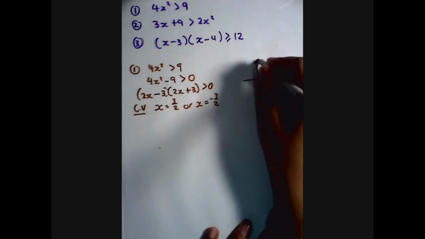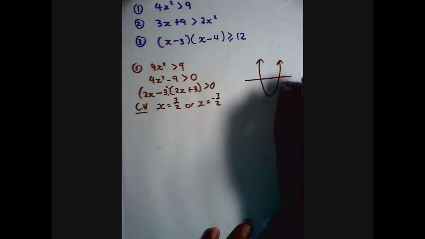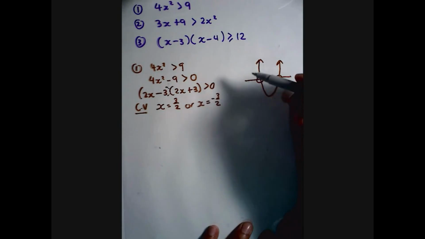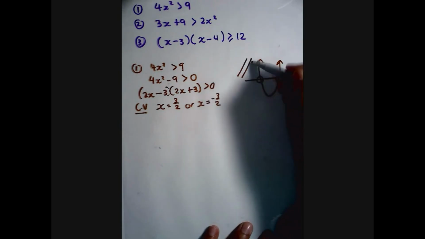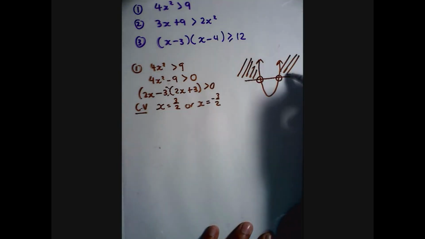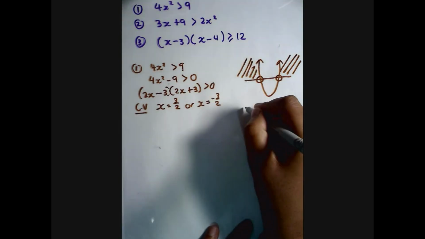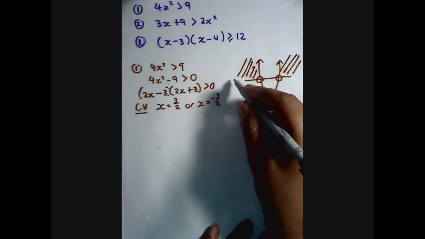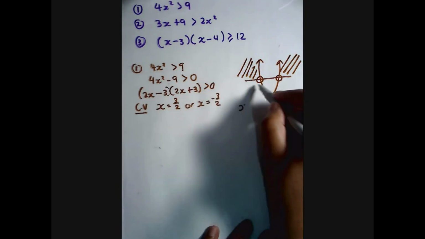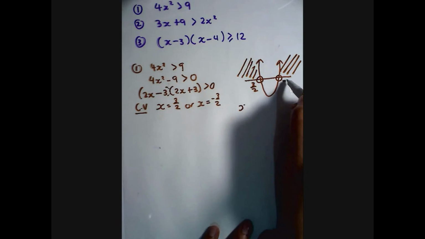And I say, right, it says greater than, not equal to, so open dots. Then it says above the x-axis. So what's above the x-axis? This is above the x-axis. That is above the x-axis. So my answer here is that x can only be greater. Oh yeah, and I forgot to put my critical value. So 3 over 2 and minus 3 over 2 and 3 over 2 here.